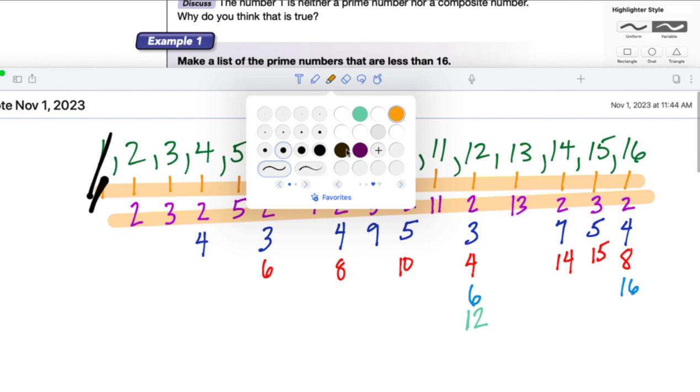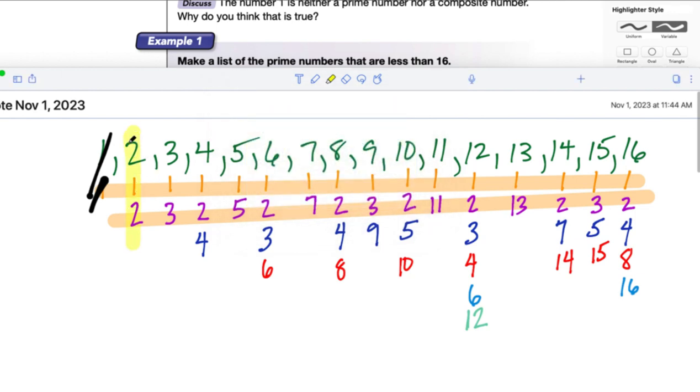Let me get a brighter pen to make that very clear. So these numbers are prime. 2 is prime. 3 is prime. It only has 2 numbers that can divide into it evenly, only 2 factors. 5 is prime. 7 is prime. Keep going. 9 isn't. It looked like it might have been, but 1, 3, and 9 are factors of 9. So 9 is not prime. 11 is prime, and 13 is prime. And that's it for the numbers that are less than 16. Those are our only prime numbers.